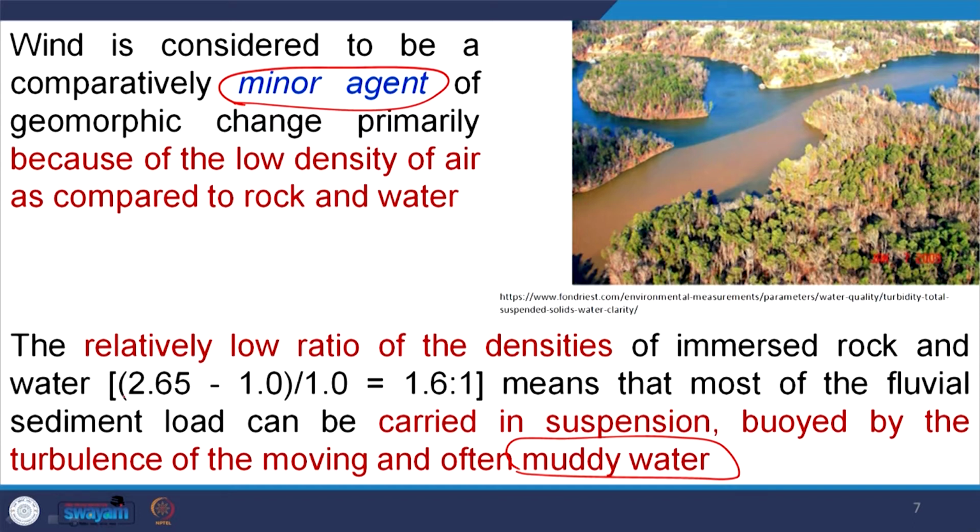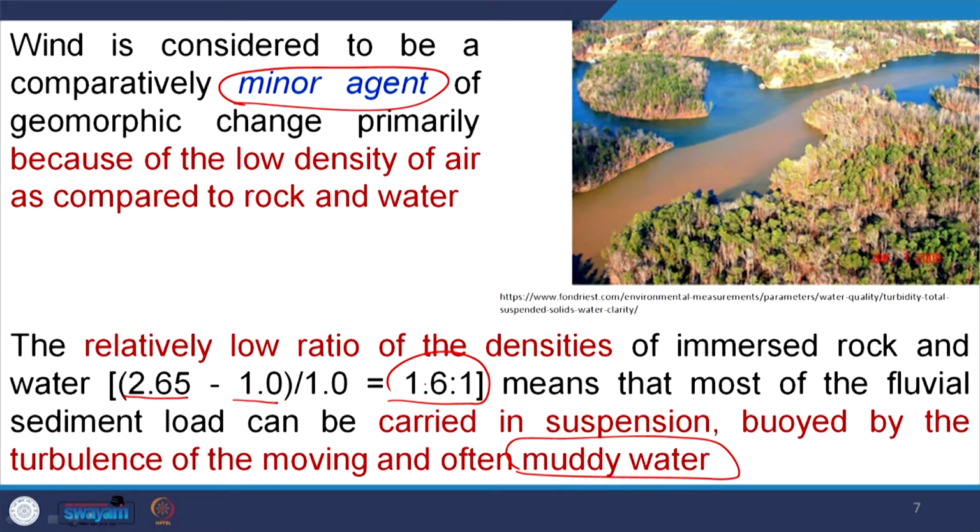So, muddy water has a density of 2.65 and water has a density of 1. With this density contrast, most of the fluvial sediment load can be carried in suspension, buoyed by the turbulence of the moving water. So, the density contrast between water and rock is relatively low as compared to wind and rock. That is why, due to this lower density contrast, river or water action is more felt as compared to wind action.